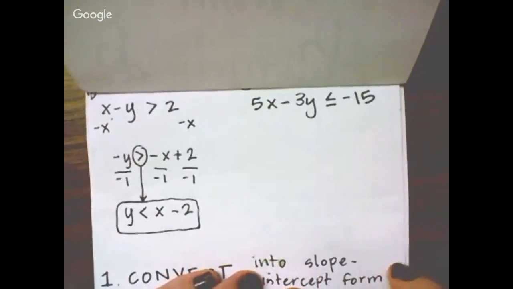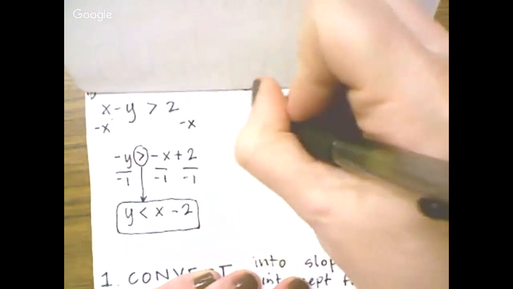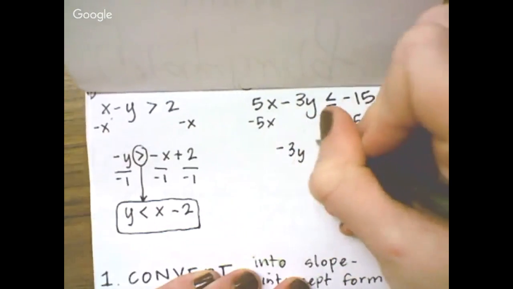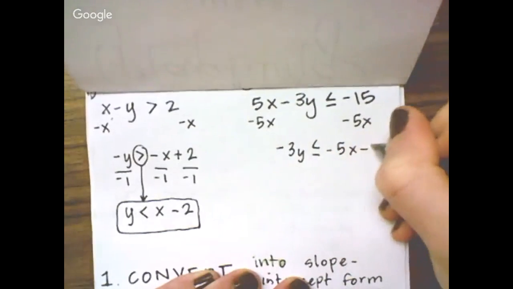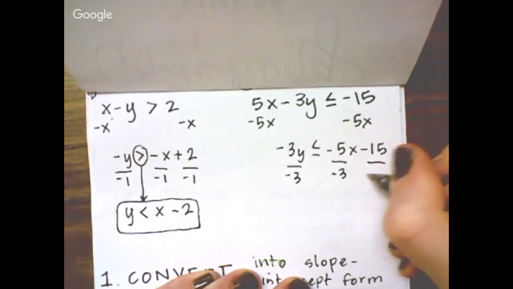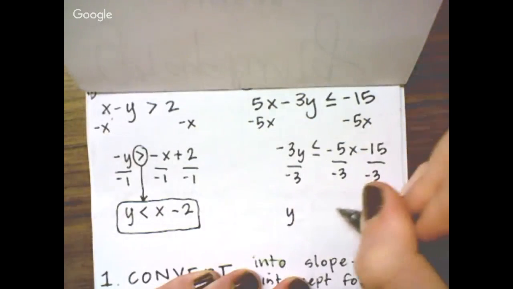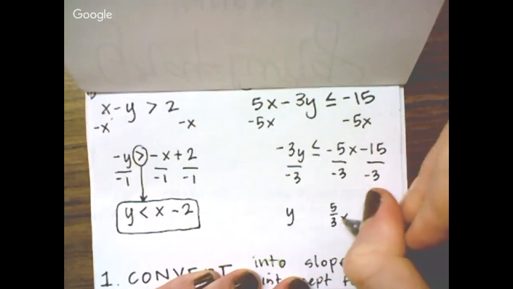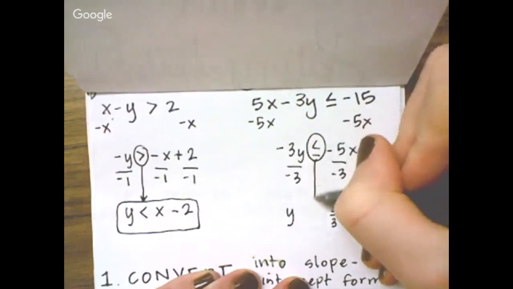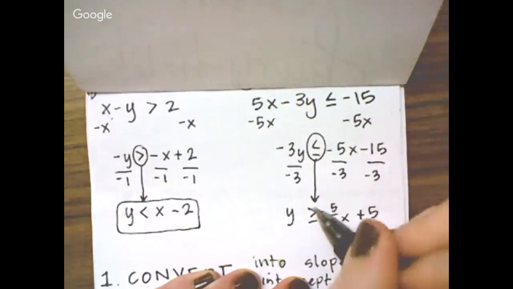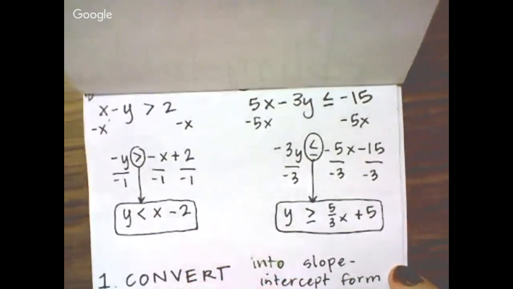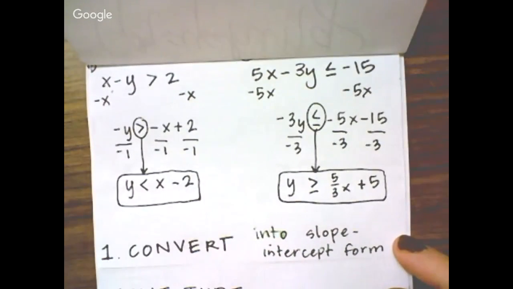If I were to look at something that has coefficients, same basic steps. I'm going to subtract my x. So I have negative 3y less than or equal to negative 5x minus 15, divided by negative 3 on everything. So now I have y. I have 5/3 x, and I have a plus 5. Once again, I've divided by a negative, so my symbol is going to flip. Okay, so we need to remember our rules for solving inequalities.